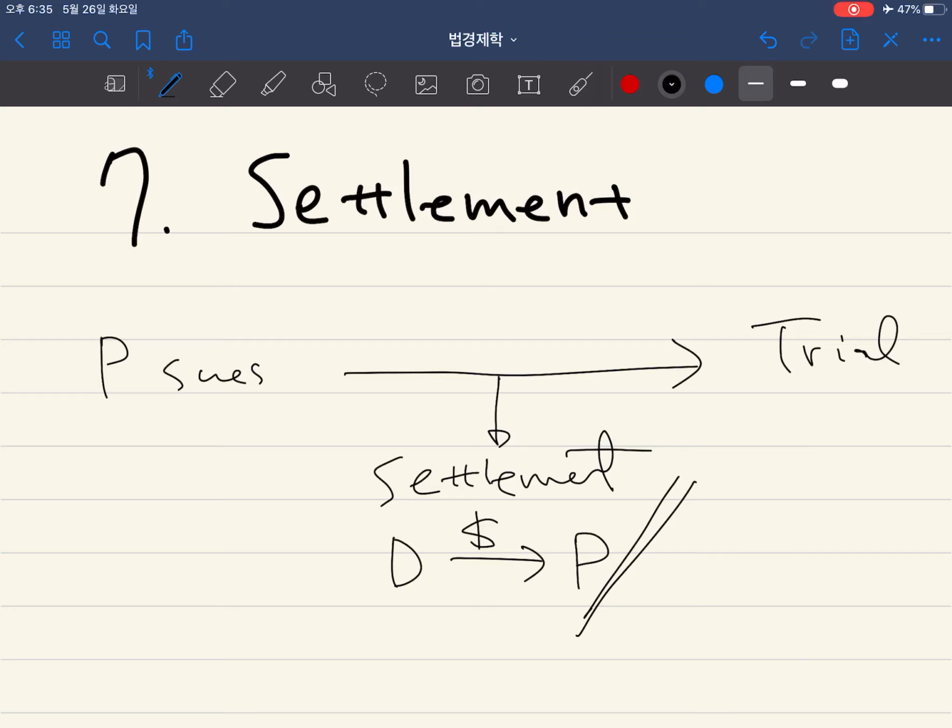And in reality, many cases are settled without going to trial. According to some data, it seems that less than 4% of civil cases go to trial in the end. So almost all cases are settled and they don't reach trial eventually. So studying the settlement process is very important when we study the litigation process.